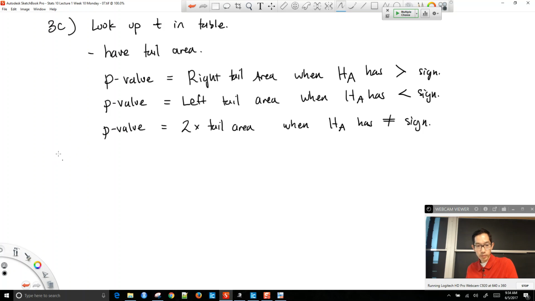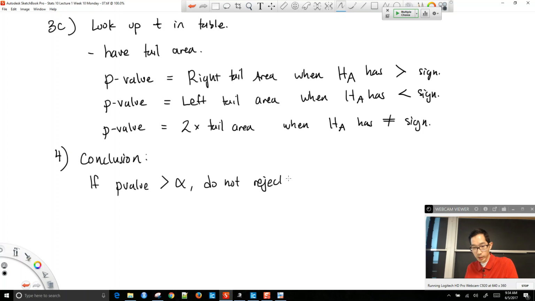With the z-table, you got to get a direct tail area. Okay, now that you have your p-value, step 4 is make your conclusion. Okay, if the p-value is greater than alpha, do not reject the null hypothesis. And if the p-value is less than alpha, reject the null. And everything else that applies.